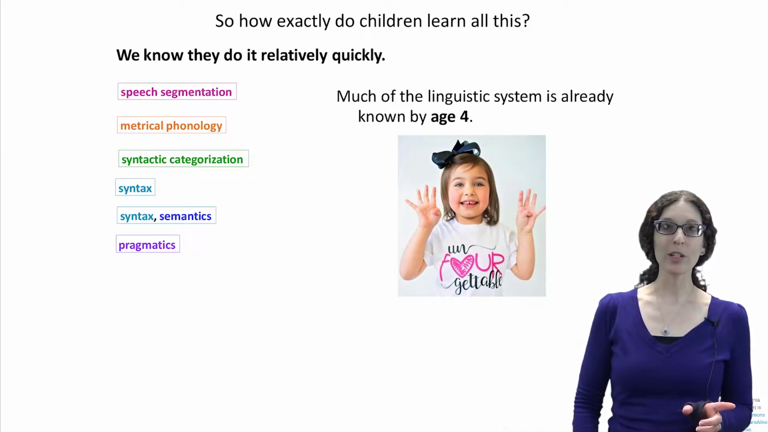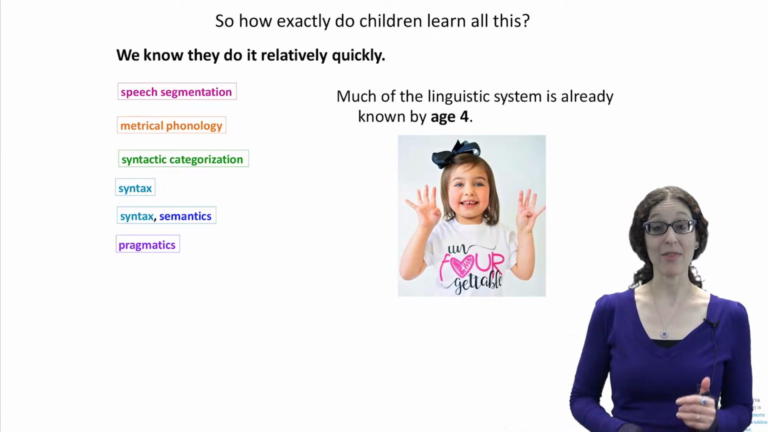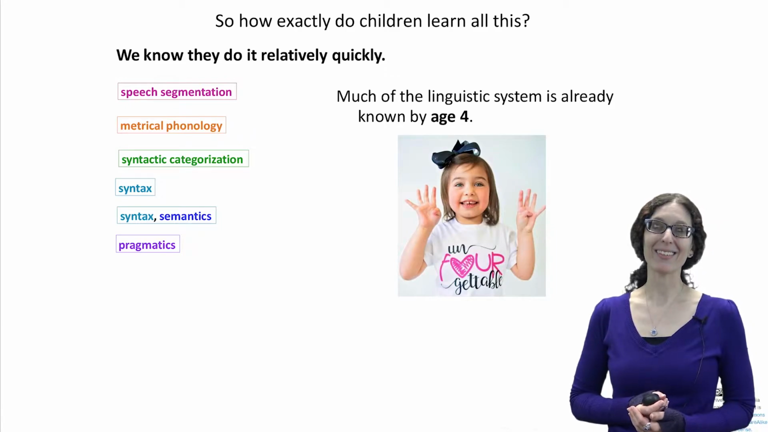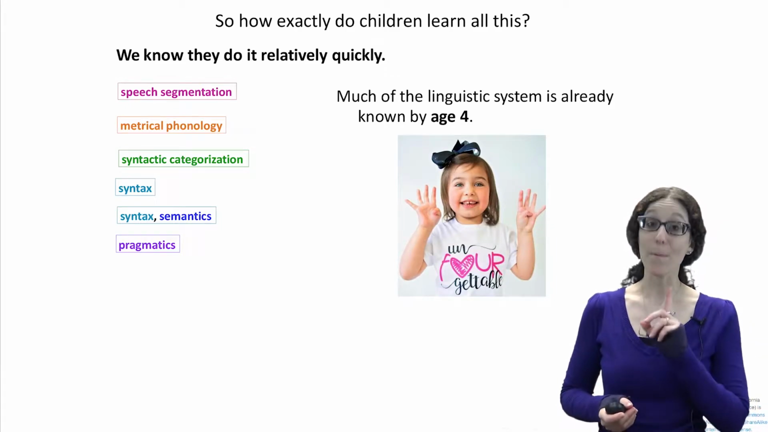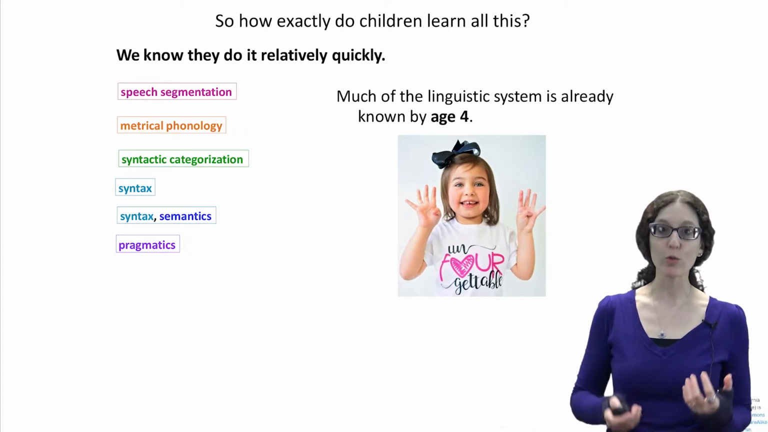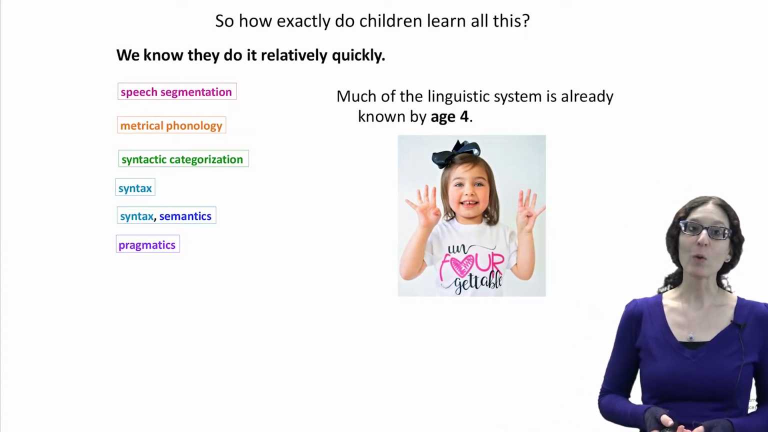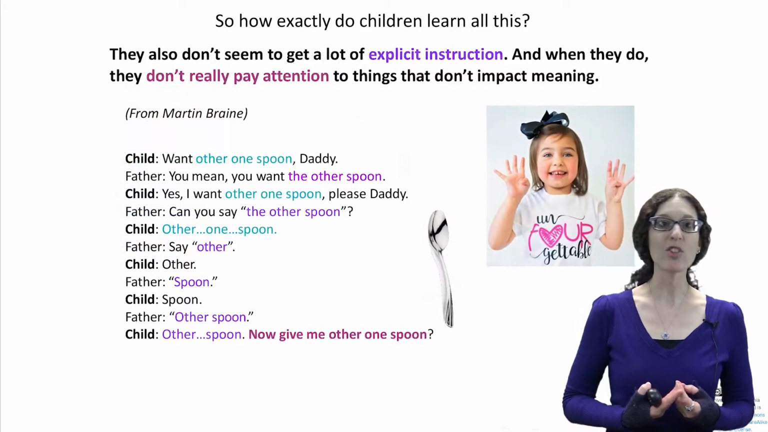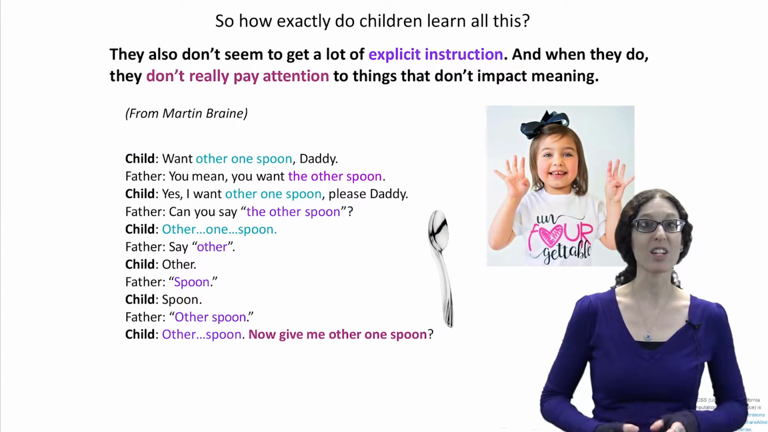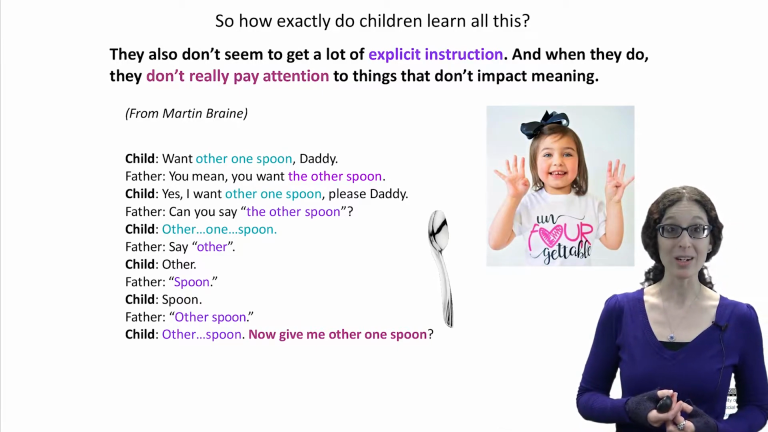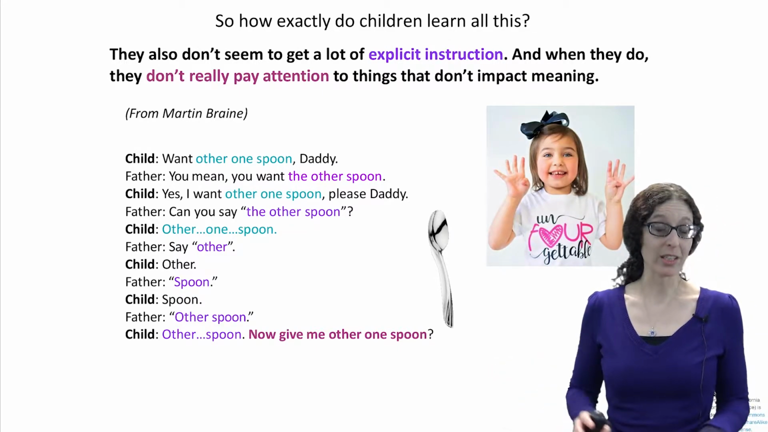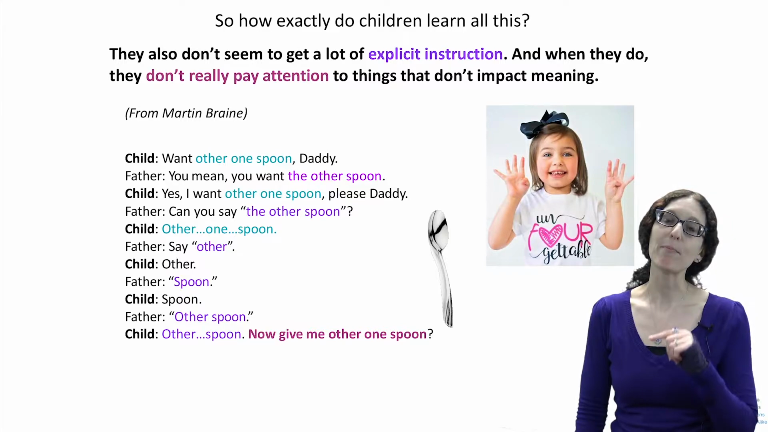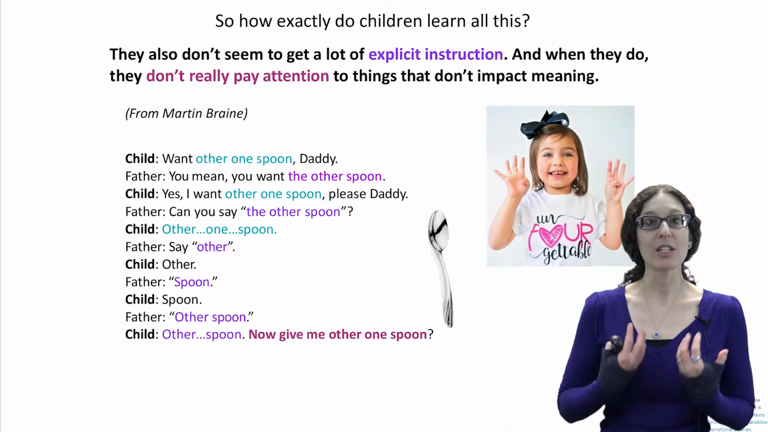So we know that children learn all of this stuff pretty quickly. And that's why it's so interesting. How quickly, you might ask? Well, most of the linguistic system is already known by age 4. Not all of it, but most of it. And that's a lot of stuff to learn when you're really young. So the interesting thing as well is that unlike what we experience in secondary school and formal instruction when we're learning a foreign language, children in their native languages really don't get a lot of explicit instruction about how the language works. And even when they do, and they do occasionally, they don't really pay attention to the things that don't impact meaning, that don't impede their ability to get their message across.